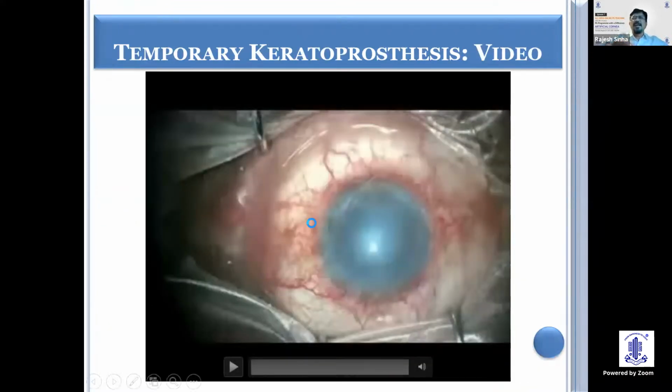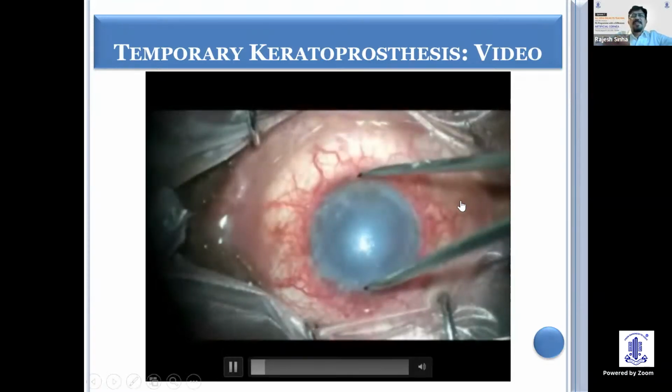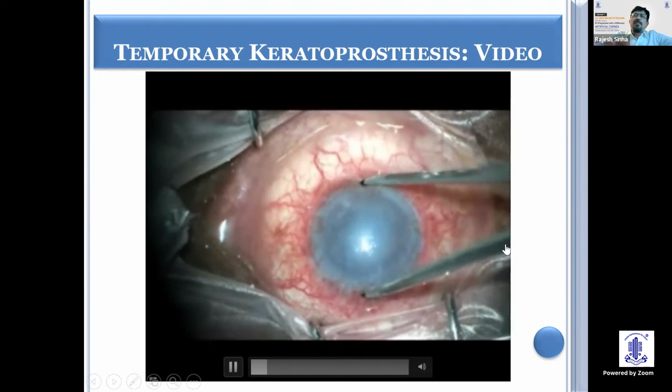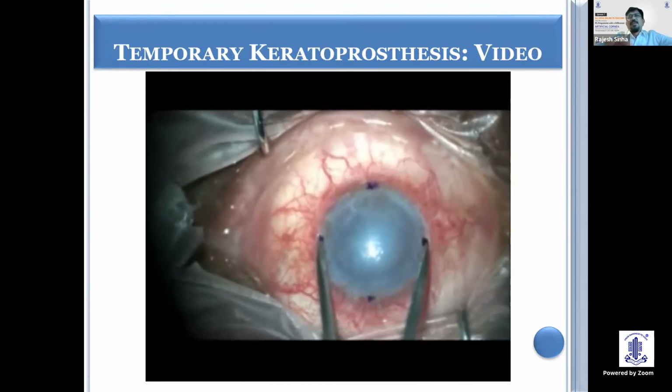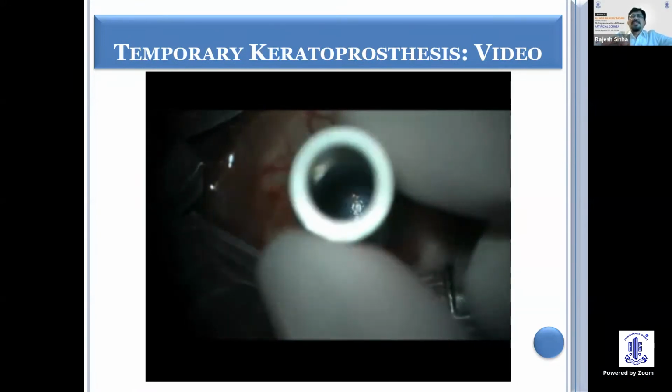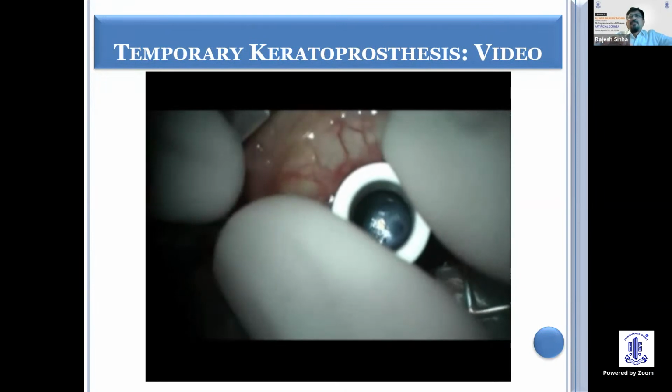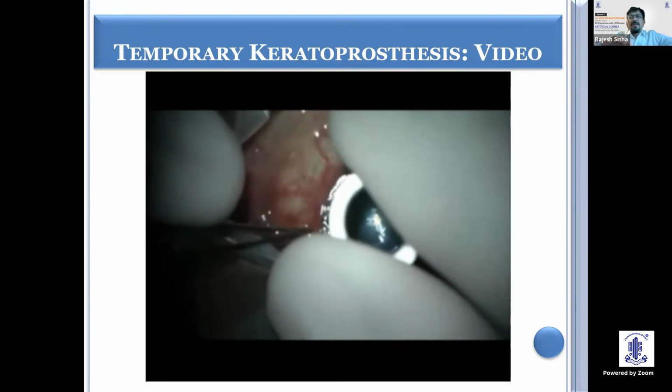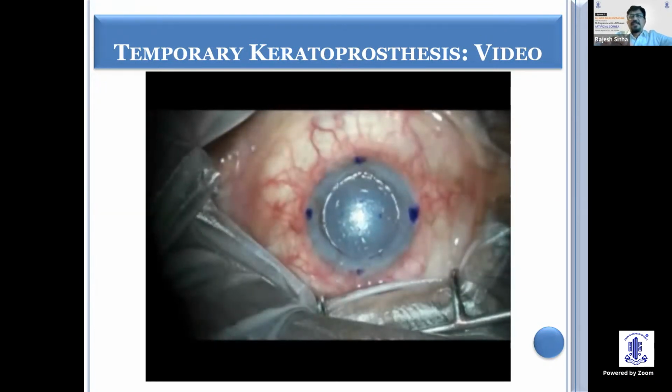So just an example, a case of a bullous keratopathy, decompensated cornea. When the patient came to us and the ultrasound was done, it was found that there's a lens that has fallen behind. So we had to do a vitreoretinal surgery in this particular case. And how to do vitreoretinal surgery to remove the lens? The only option is a temporary keratoprosthesis. So you measure the corneal size, and then accordingly you plan for the wide field Landers keratoprosthesis.